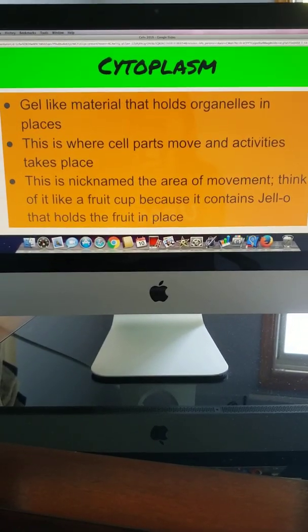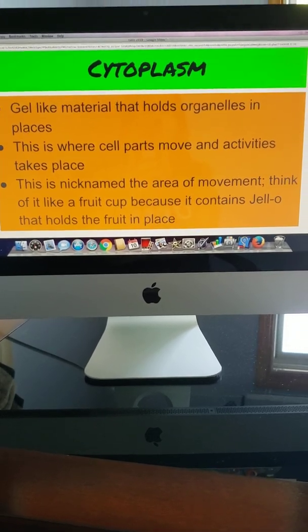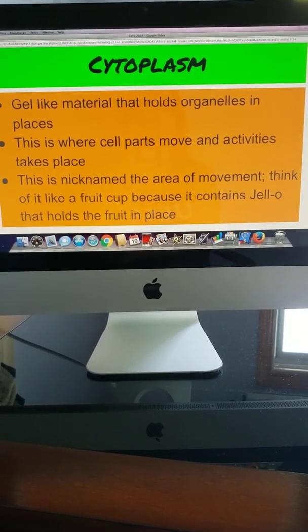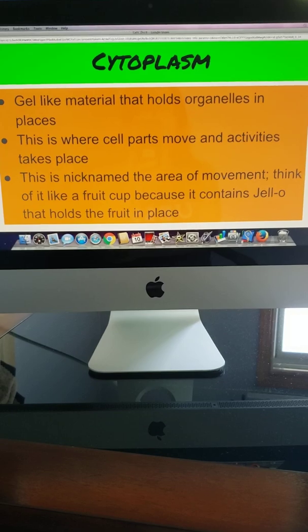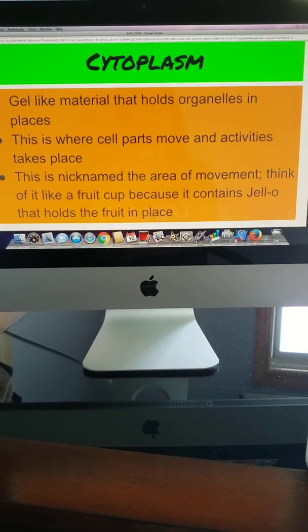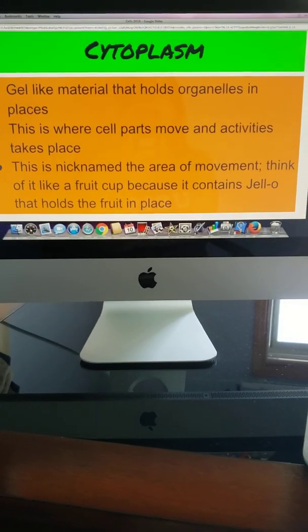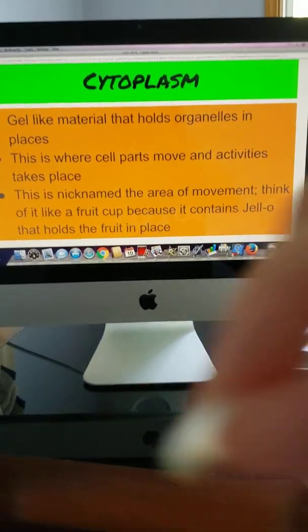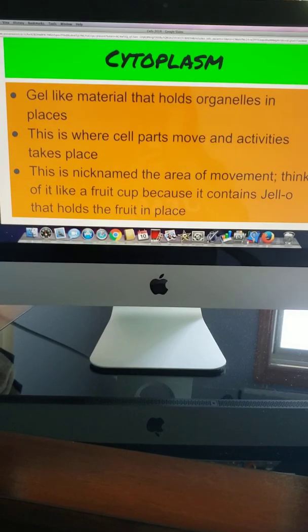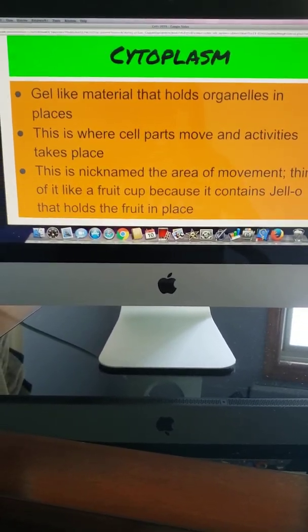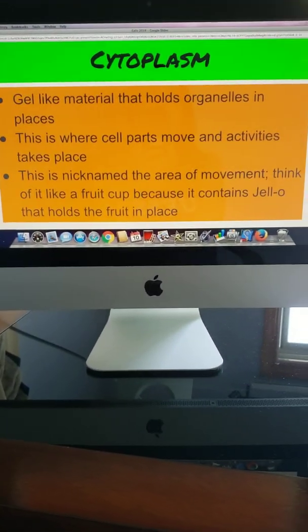Cytoplasm is found in both plant and animal cells. I like to think of cytoplasm like Jell-O, because cytoplasm is the gel where all the organelles are kind of in. And this is where the movement takes place and the activities happen. So if you had a big bowl of Jell-O and you started sticking Cheerios inside, the bowl of Jell-O would be the cytoplasm and the little Cheerio pieces would be your organelles.